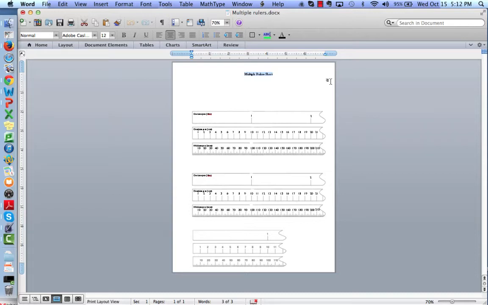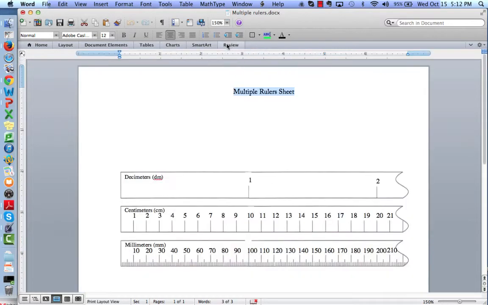All right, so in order to get started on this series of videos, you need to have in your notebook this sheet that says multiple ruler sheet, and it looks like this. So hopefully you have this. If you don't have this, this would be the time to go onto the website and download it. All right, so let me increase the size of this a bit, and we can just look at this.